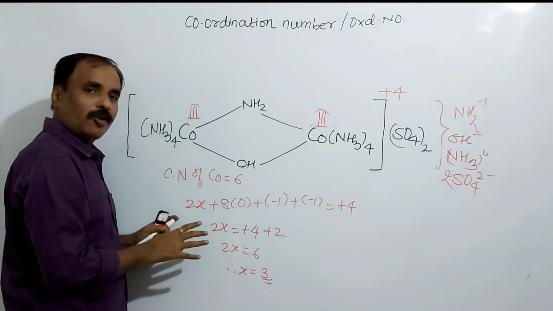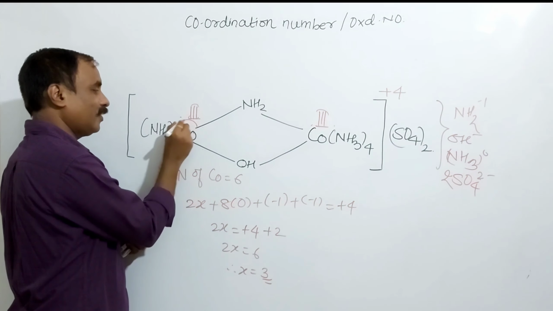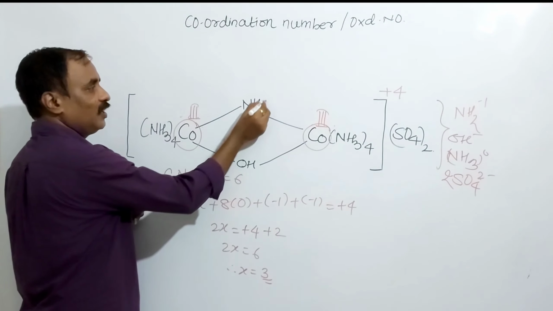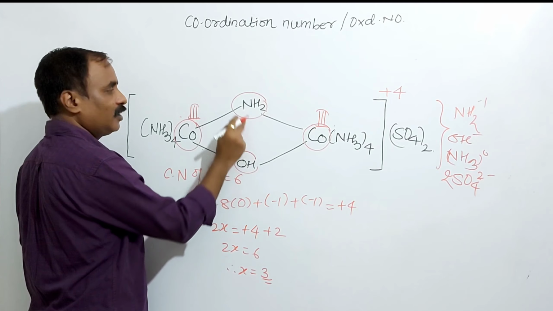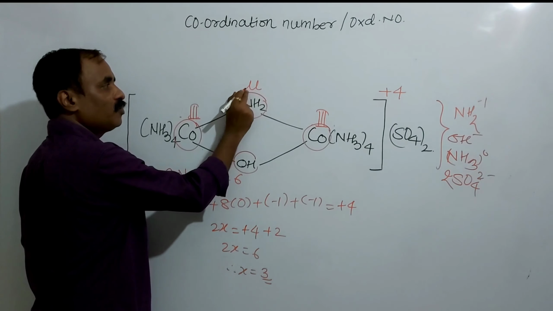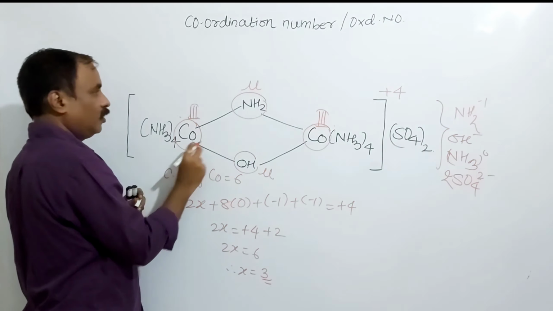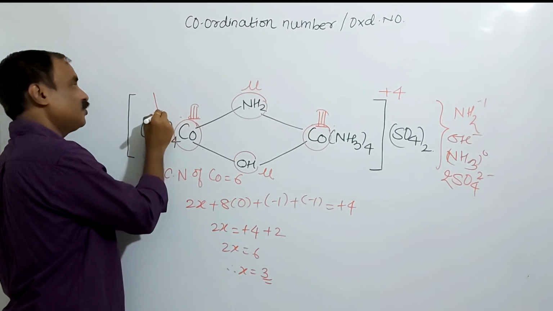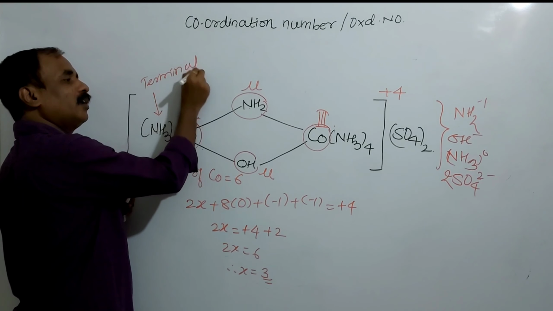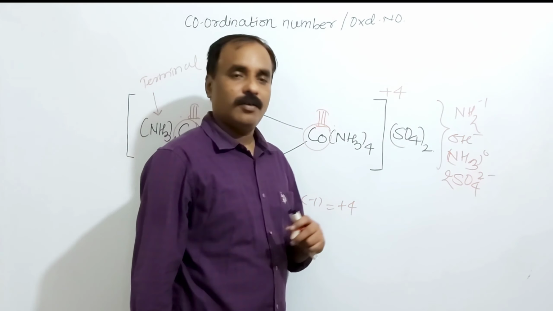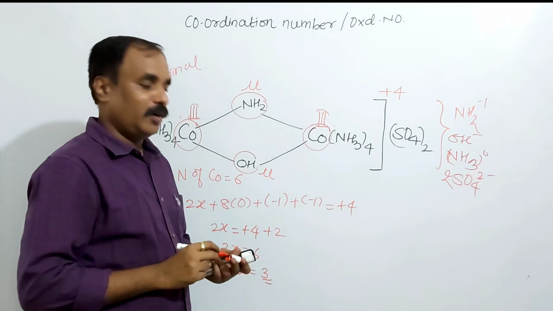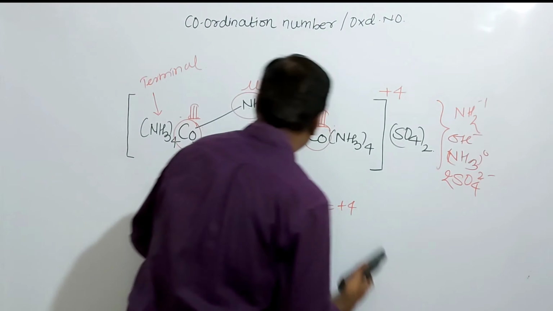This is a polynuclear complex because here 2 metals are there. Here it is 1 cobalt, here it is another cobalt. Remember, these 2 ligands are common to these 2 metals and these are bridging ligands. Mu is the symbol of a bridging ligand, isn't it? And these ligands are known as terminal ligands. But these 2 are bridging. Here it is terminal, here it is terminal.